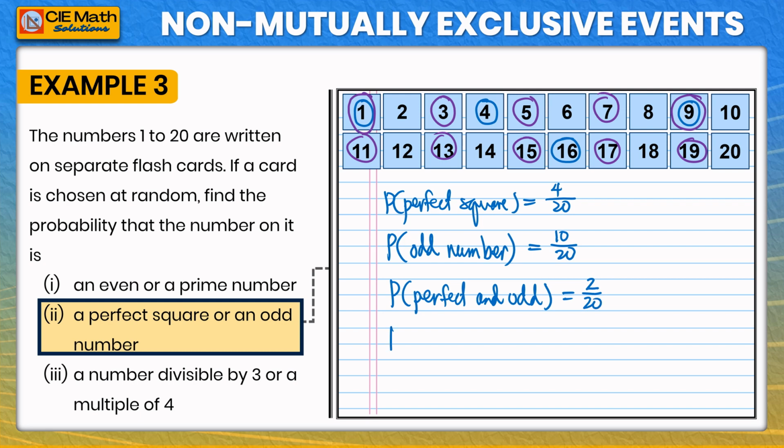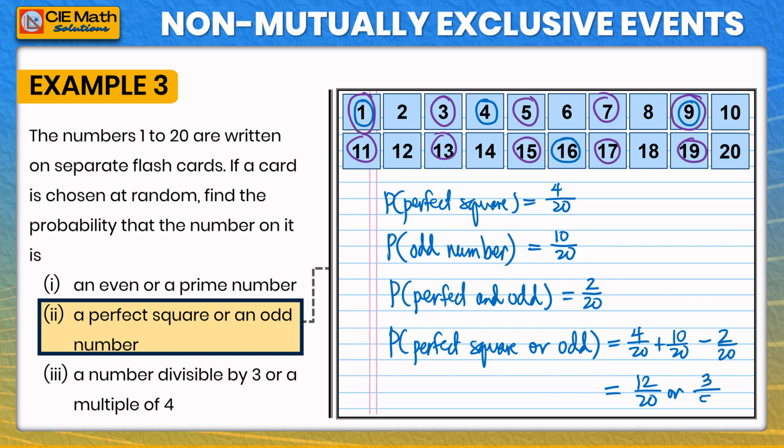So if you are now finding the probability of a perfect square or an odd number, that is 4 over 20 plus 10 over 20 minus the common, which is 2 over 20. The resulting probability then is equal to 12 over 20. If we simplify this, it will be 3 over 5. The probability then of getting a perfect square or odd is 12 over 20 or 3 over 5.